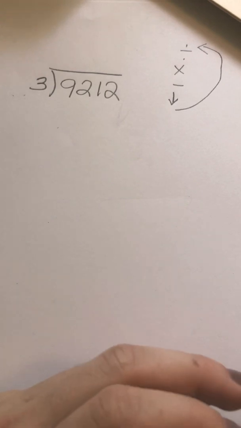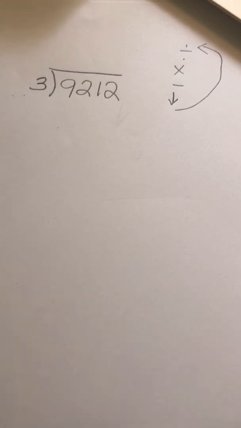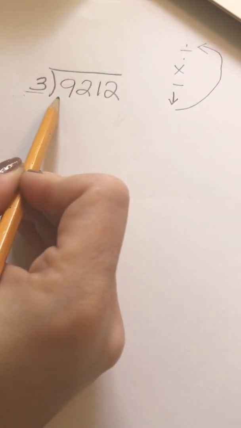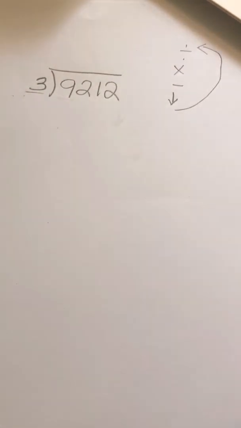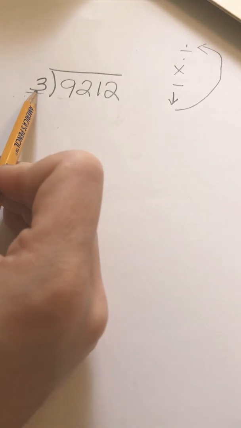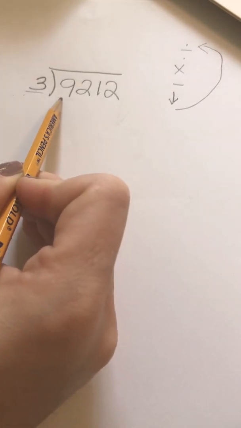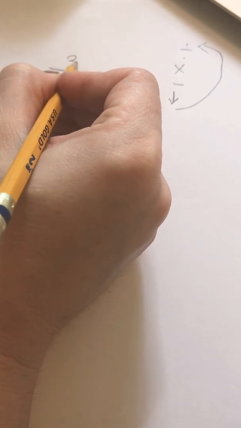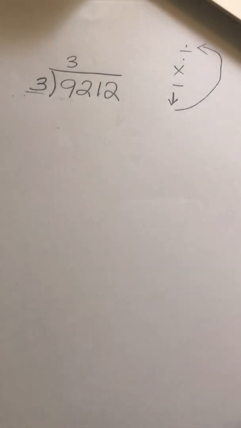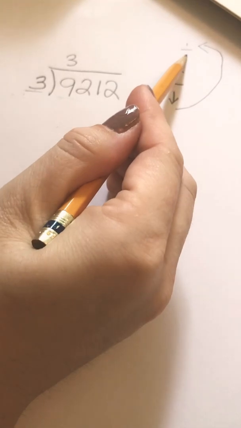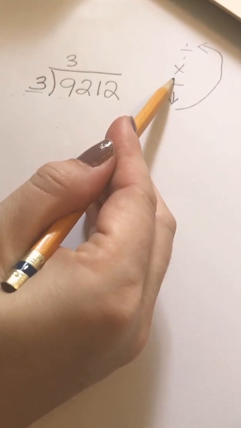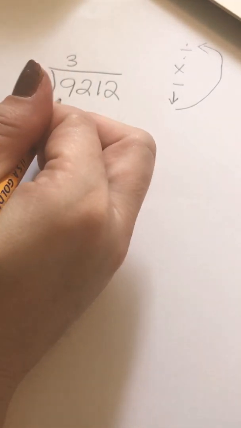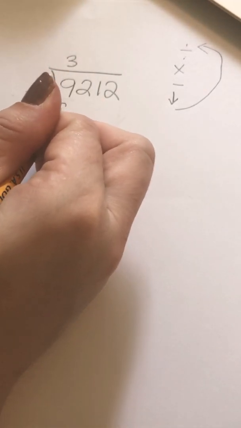That might help you. So the first thing we do, we look at the number out here, and then we look at the first number here. So how many 3's can fit into 9? 3 3's can fit into 9. So I'm going to put the 3 right above the 9 there. Now, we did divide. Now we multiply. So 3 times 3 equals 9. We're going to put that right here.